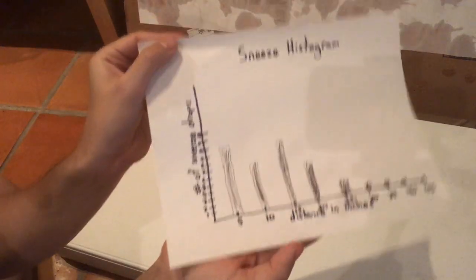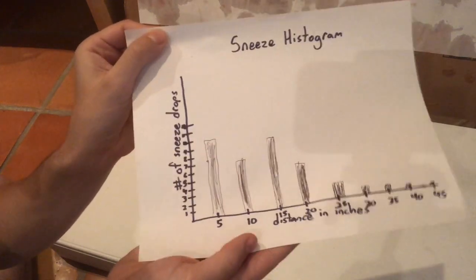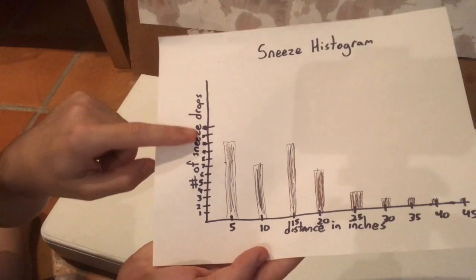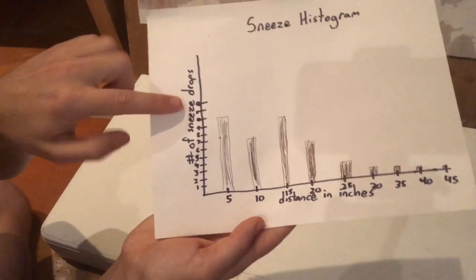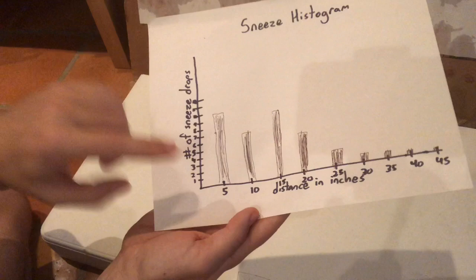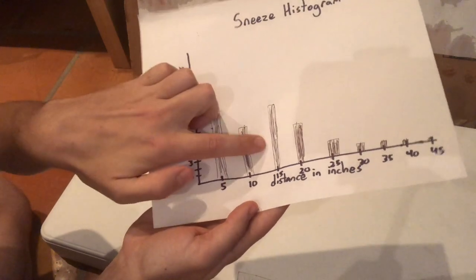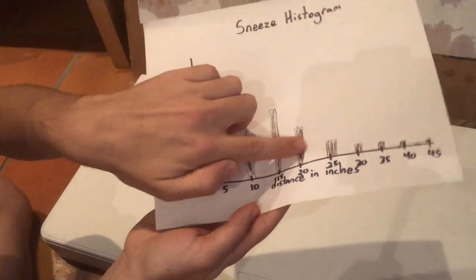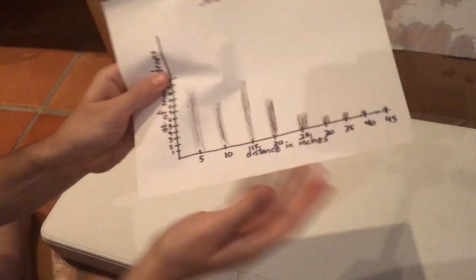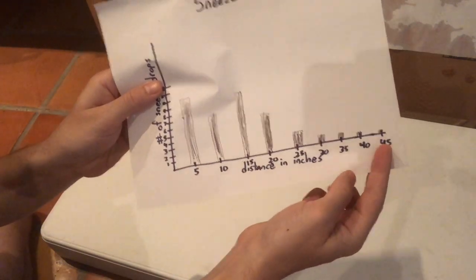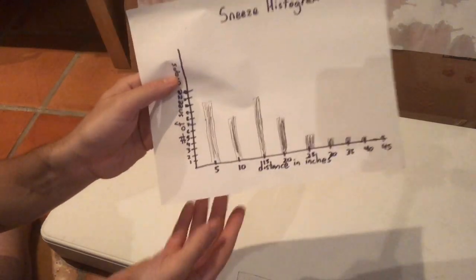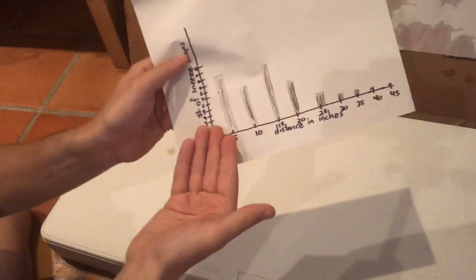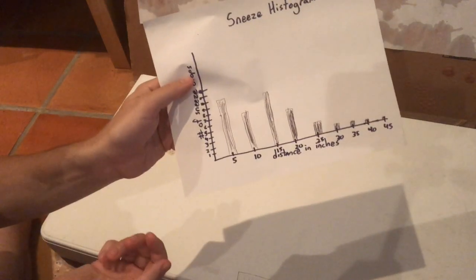Here's a finished look at my histogram. And you can see for every 5 inches, I kind of estimated the number of big droplets. And you can see it was really big up front, went down a little, came right back up, and then gradually went down, down, down, where just little droplets were making it to 45 inches. So for my particular sneeze that I did with my balloon, and yours might be different with your juice box or with your mouth, this is pretty accurate for what happened with mine.